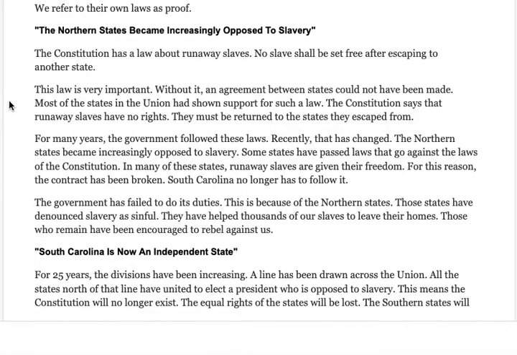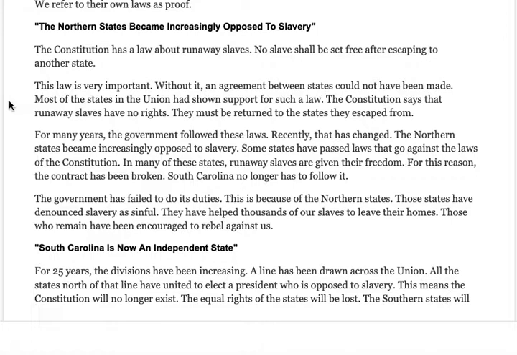The northern states become increasingly opposed to slavery. The Constitution has a law about runaway slaves. No slave shall be set free after escaping to another state. This law is very important. Without it, an agreement between states could not have been made. Most of the states in the Union had showed support for such a law. The Constitution says that runaway slaves have no rights. They must be returned to the states they escaped from.